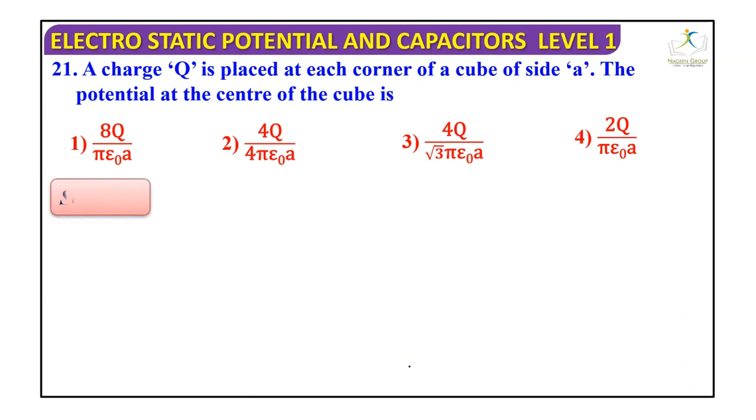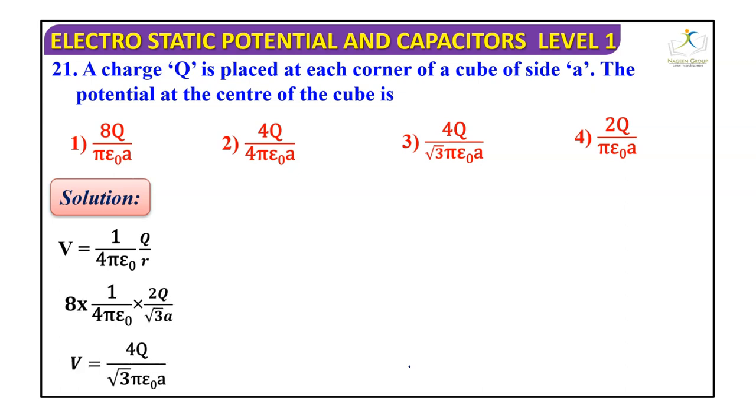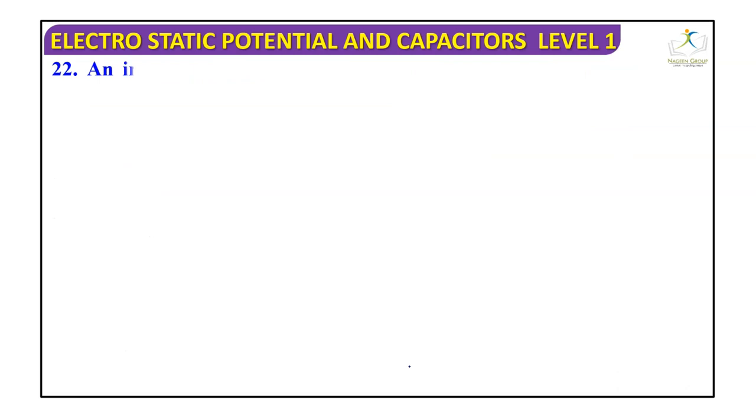Let us move with the solution. So we know that the value of V is equal to 1 by 4 pi epsilon naught Q by R. We just put all these values over there and get the result, which is V is equal to 4Q divided by root 3 epsilon naught A into pi. According to this, the correct option is option 3.